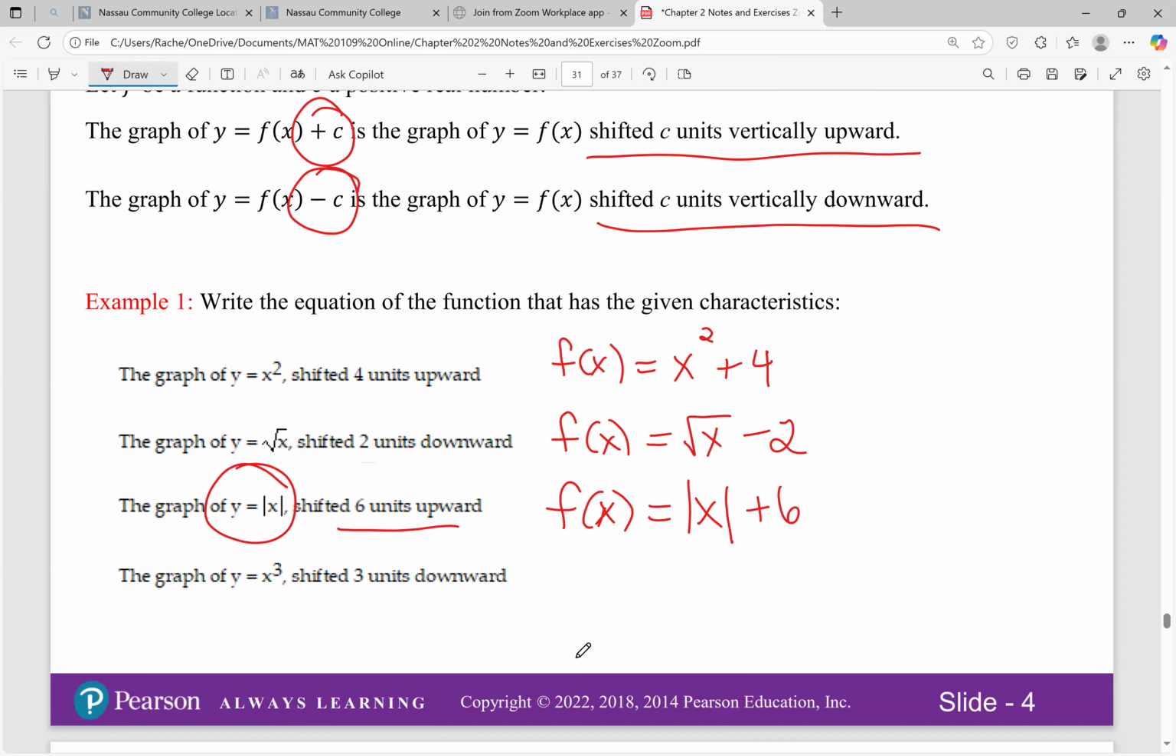And we'll do one more vertical shift. So the graph of x to the third, my cubing function, and we want to shift it 3 units downward. So f of x is going to be equal to x to the third, but since we're moving it downwards, we need to subtract 3. And remember, that's that chair function, right? So we'll graph this one also.